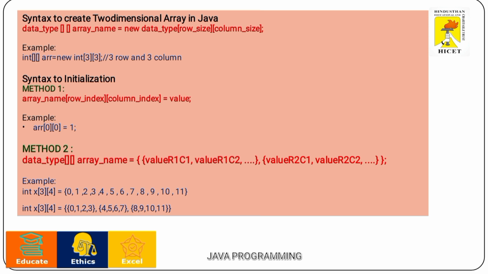So the first 4 values will be stored in the first row, the second 4 values will be stored in the second row, and the remaining 4 values will be stored in the third row. The second example, x[3][4] is equal to, again here we use the nested curly brackets. So the first inner set represents the first row, the second inner set represents the second row, and the third inner set represents the third row.